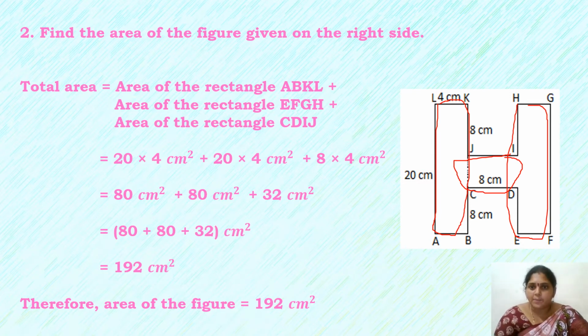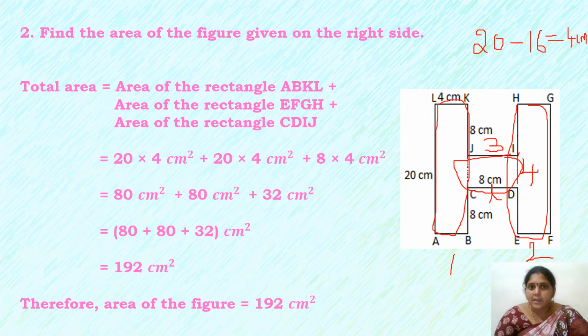Now, the length will be 20, breadth will be 4 for the first rectangle and the second rectangle. And for the third one, we will have a slight difference, that is 8 centimeters will be length and your breadth will be only 4 centimeters. How did we get this 4 centimeters? What is the total length here? Total length is 20. Minus 8 plus 8, how much is it? 16. So 20 minus 16, it is 4 centimeters. So our third rectangle's breadth is 4 centimeters.